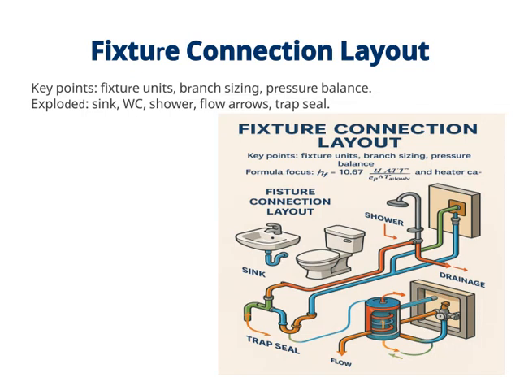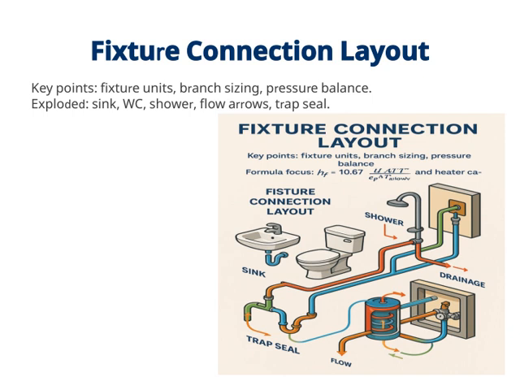Let's take a closer look at the fixture connection layout. Here, you'll see how we consider fixture units, which are essential for determining the proper pipe sizing based on the expected demand. It's important to get the branch sizing right so that each fixture receives adequate flow without causing pressure issues. Speaking of pressure, maintaining a balanced pressure throughout the system is key to ensuring all fixtures work efficiently and consistently.